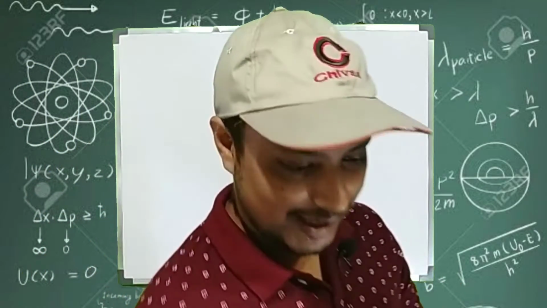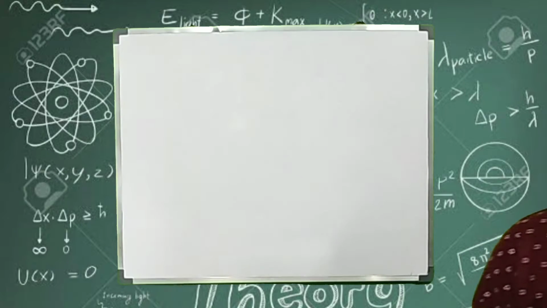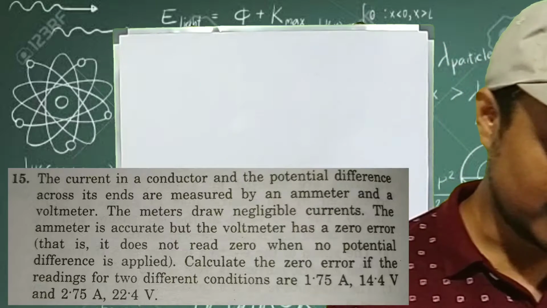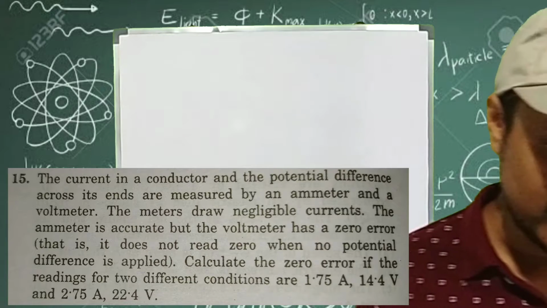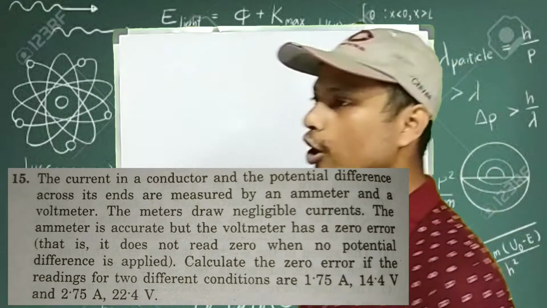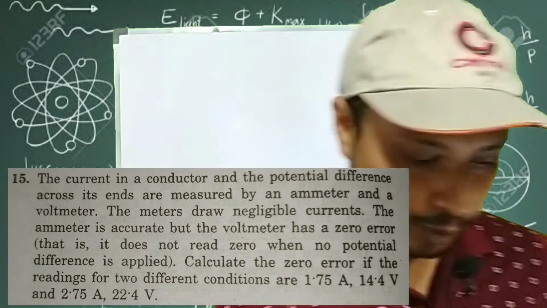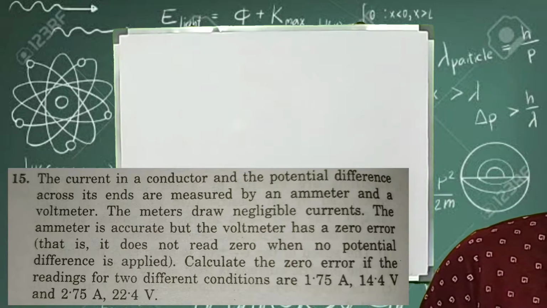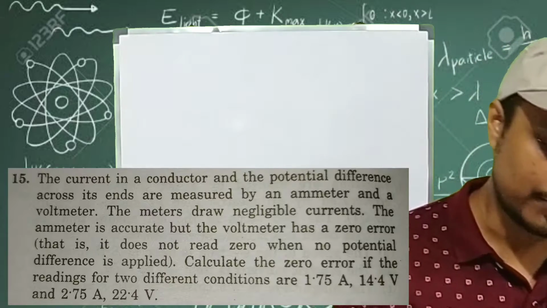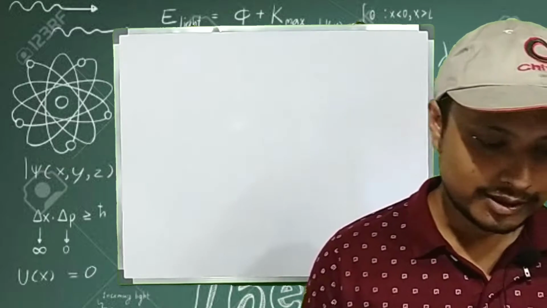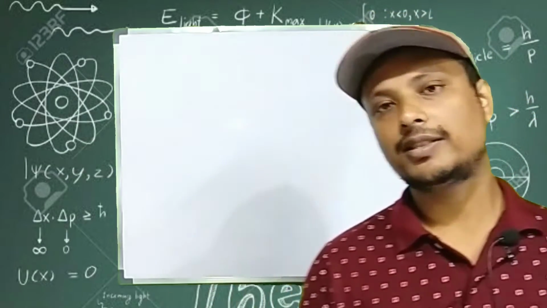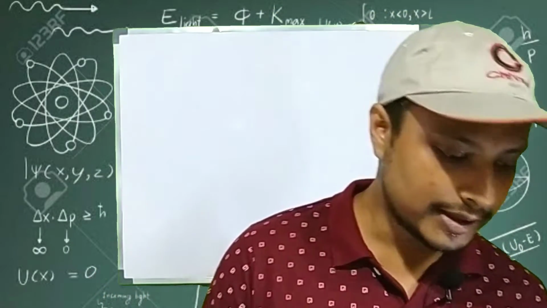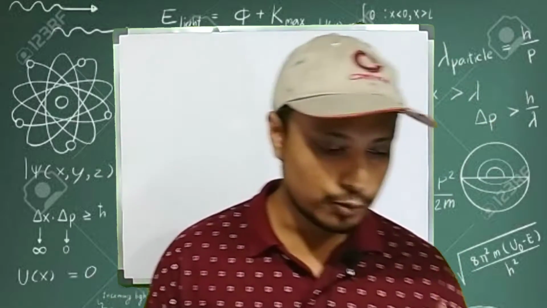What does the question say? The problem says that the current in a conductor and the potential difference across its ends are measured by an ammeter and a voltmeter. The meters draw negligible current, and the voltmeter has a zero error, that is, it does not read zero when no potential difference is applied. Calculate the zero error if the readings for the 2 different conditions are 1.75 ampere and 14.4 volt, and 2.75 ampere when the applied voltage is 22.4.